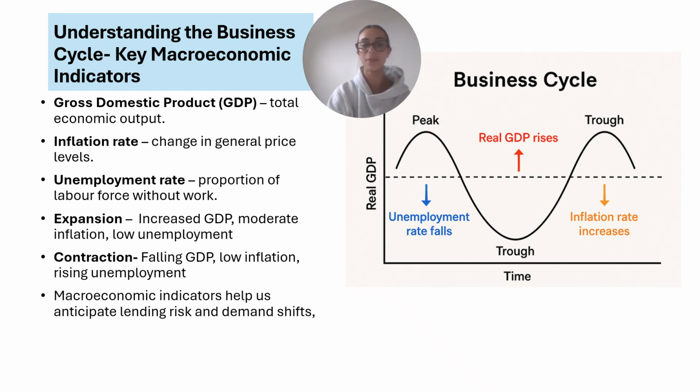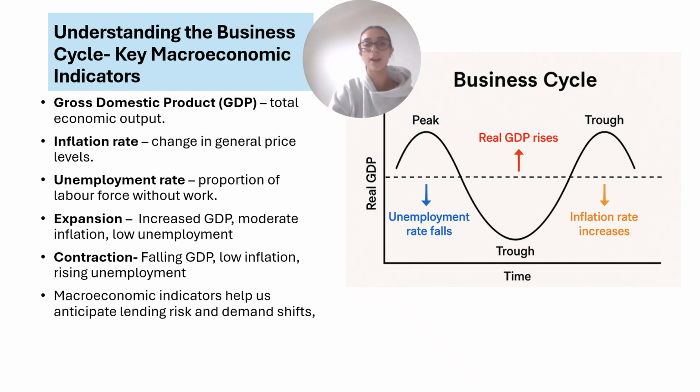First, let's start with the macroeconomy. There are 3 key macroeconomic indicators we use to monitor and understand the economy's health. First, gross domestic product. This measures the total value of all goods and services produced in a country over a specific period. It's the most comprehensive indicator of economic activity.